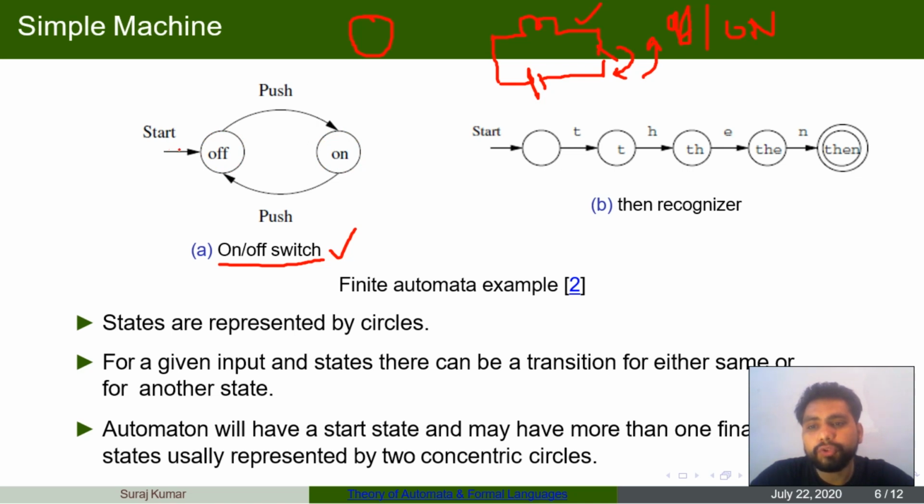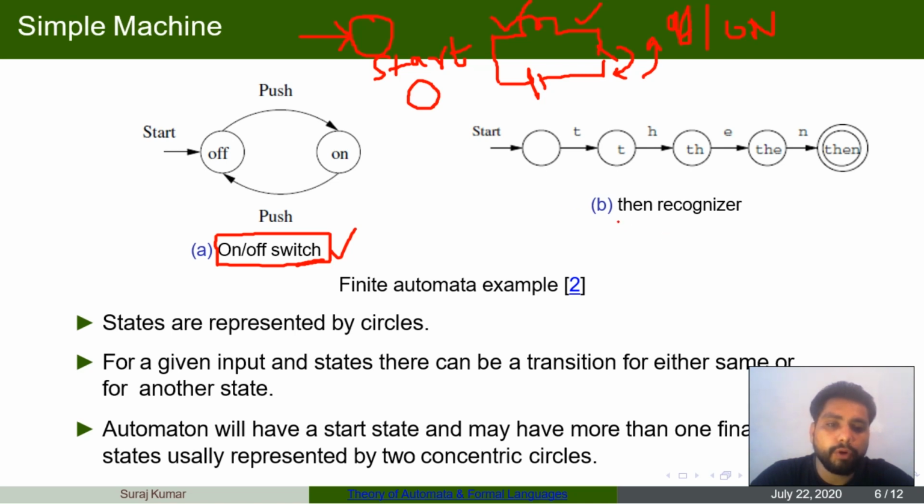There will be a starting state. Initially the bulb was in the off state. Usually the starting state is represented by a circle and an arrow sign, and generally a state is represented by a single circle. Whenever you push the switch, the bulb will be on, and whenever you push the switch again, the bulb will be off. This is a very simple activity corresponding to the on off switch, and you can relate it with your household switch also.